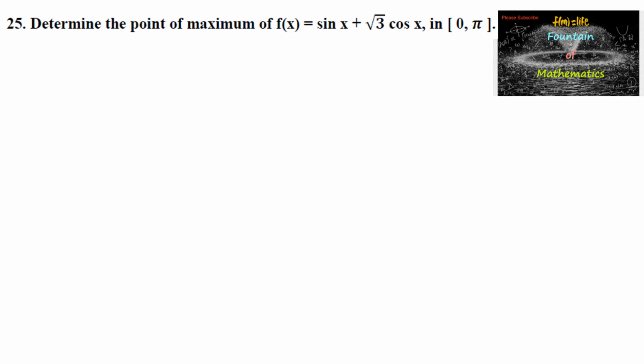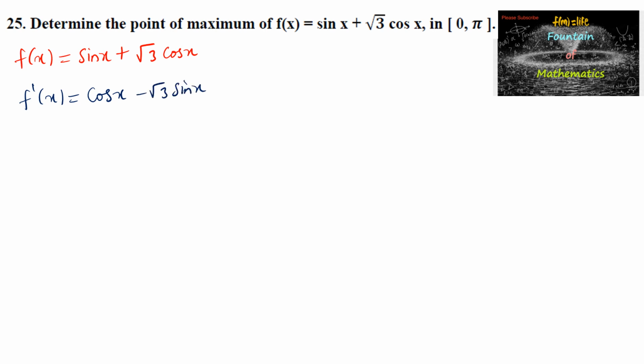Find the point of maximum of the function f of x is equal to sin x plus root 3 cos x in the interval 0 to pi. So to get the minimum or maximum value, we need to differentiate and equate to 0. So let's differentiate. F dash of x is equal to cos x minus root 3 sin x. For minimum or maximum value, f dash of x is equal to 0.